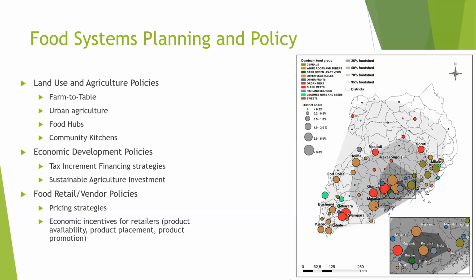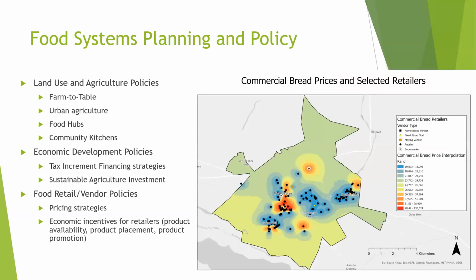Other examples are in food systems planning and policy. I have this example of the foodshed again, because it provides a great example of the food system in an area, and that could be incorporated into future planning and policy. So we can look at farm to table policies, urban agriculture, food hubs, opportunities for community kitchens. This also can provide information for economic development policies, whether it be tax increment financing strategies or sustainable agricultural investments. We can also look at food retail and vendor policies.